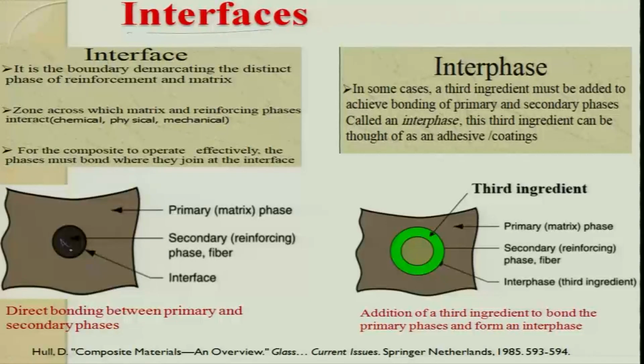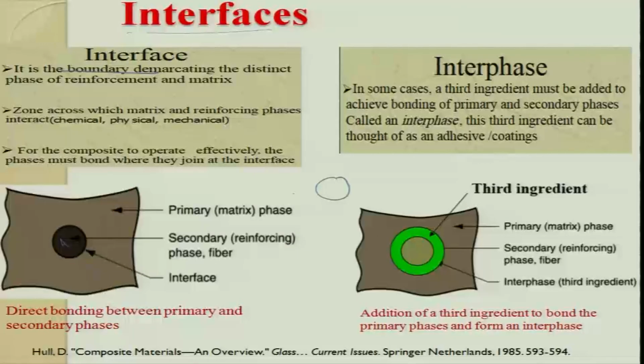This interface is nothing but a boundary, and at this boundary we should have a proper locking or proper adhering between the two surfaces. For example, if I have a reinforcing agent and a matrix, and in between there is a void space, then this ceramic particle can easily come out. Second, the added ceramic, which is supposed to take the load, will never take the load, because the load is not getting transferred from the matrix to the fiber. So this is interface.